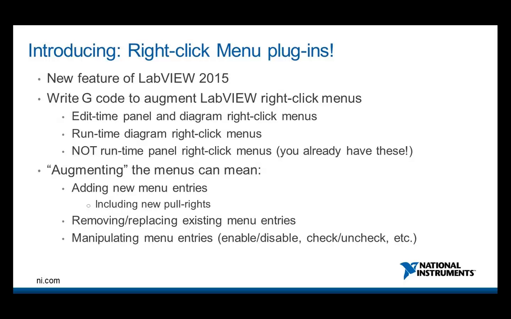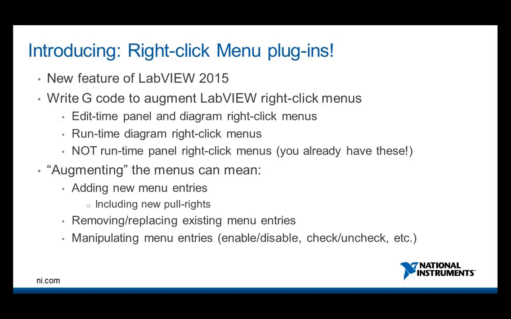So obviously, from what I've been talking about, you can add new things to the menus, right? But we use the term augmenting because there's a lot more you can do than just add new things to the menus. You can add new pull rights, so add new categories of menus. Stephen didn't show this too much in his previous presentation, but there are a ton of right-click menus having to do with channels, and all of those are implemented with this feature.